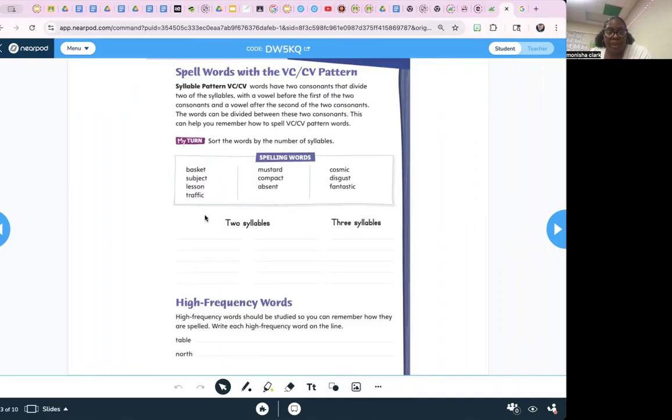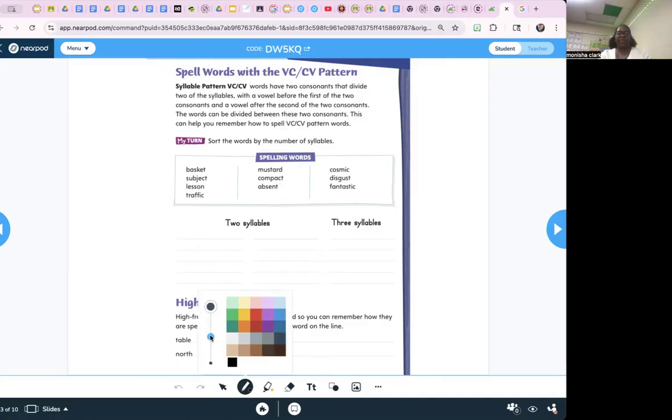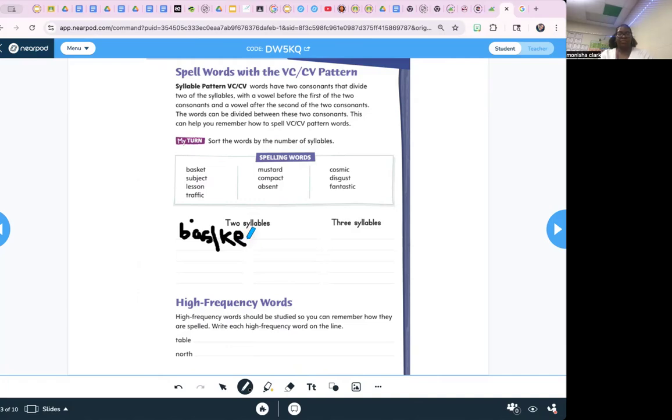Now let's move on. Here again, we have the same thing that we were talking about on the previous slide, syllable patterns. Right here, I'm going to write out a few, and then you are going to do the rest on your own. So in between the two consonants, we have S and K, basket. Let's write that there, and put the slash in the middle. That shows that we know the difference. So we have ba slash get. So it's two syllables.